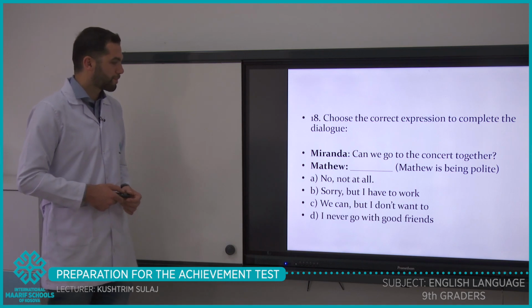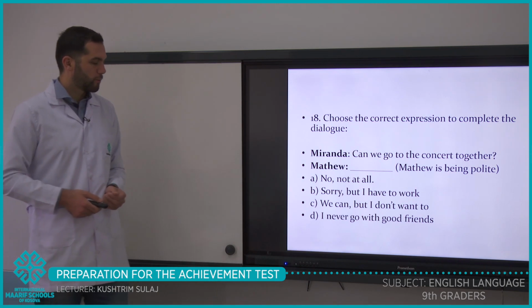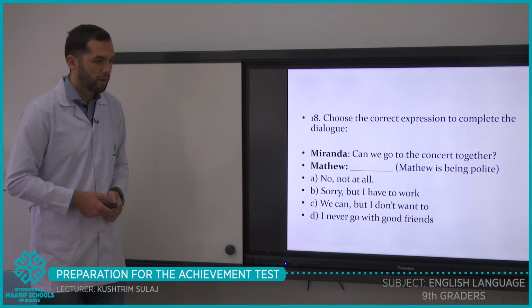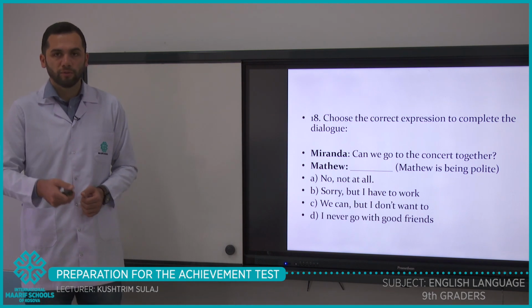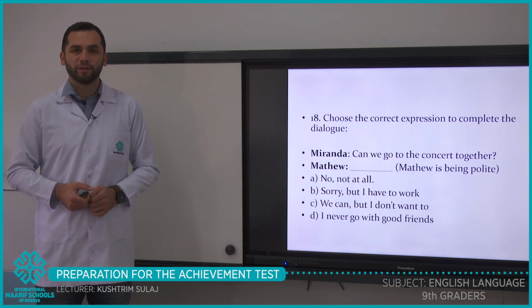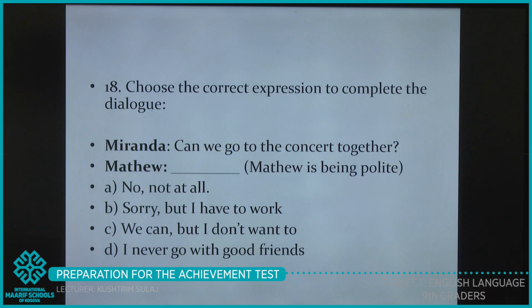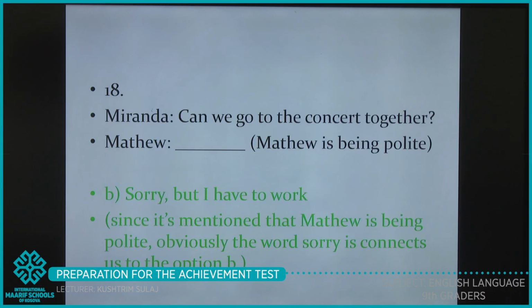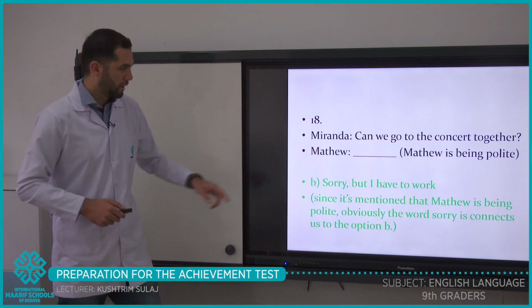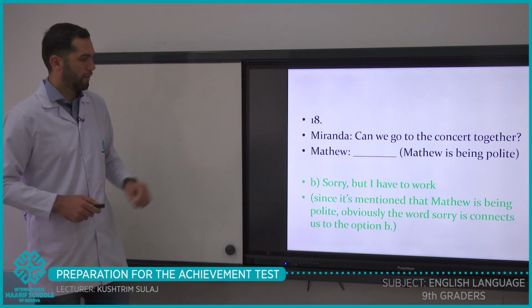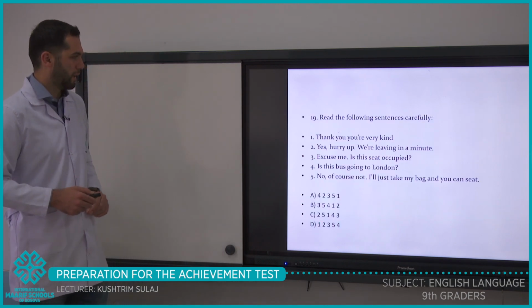Of course, let's go to the basics. We say sorry, excuse me, thank you so much, and these expressions are considered polite. Now, B is the correct one because he's saying, sorry, but I have to work. Okay? Can we go to the concert together? Sorry, but I have to work. This helps you a lot because you have the information that Matthew is being polite.